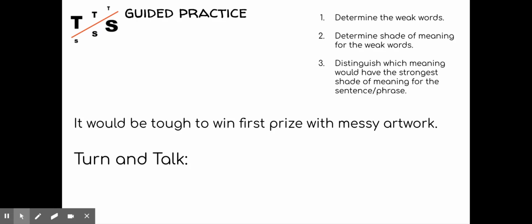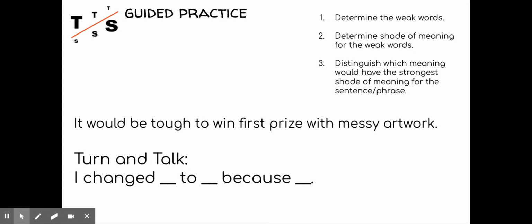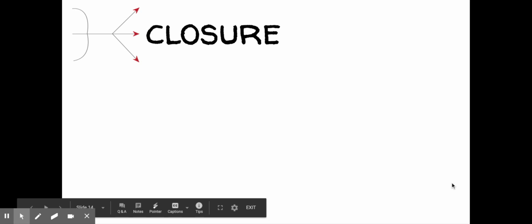Something, again, to make it a little bit stronger to discuss and describe to the reader, because we're thinking if the reader's reading this, they want to be able to picture what that looks like in their mind. So I changed tough to nearly impossible because we know that no one can win with messy artwork. It makes it a lot more descriptive in my writing.